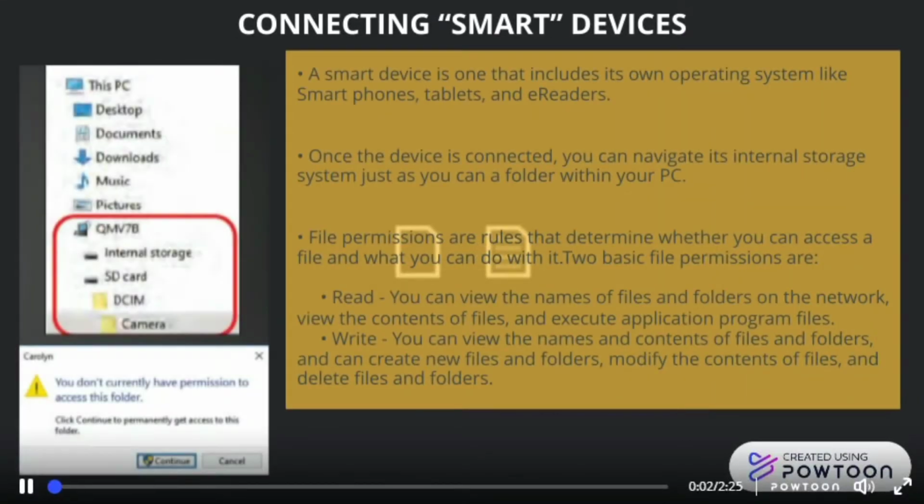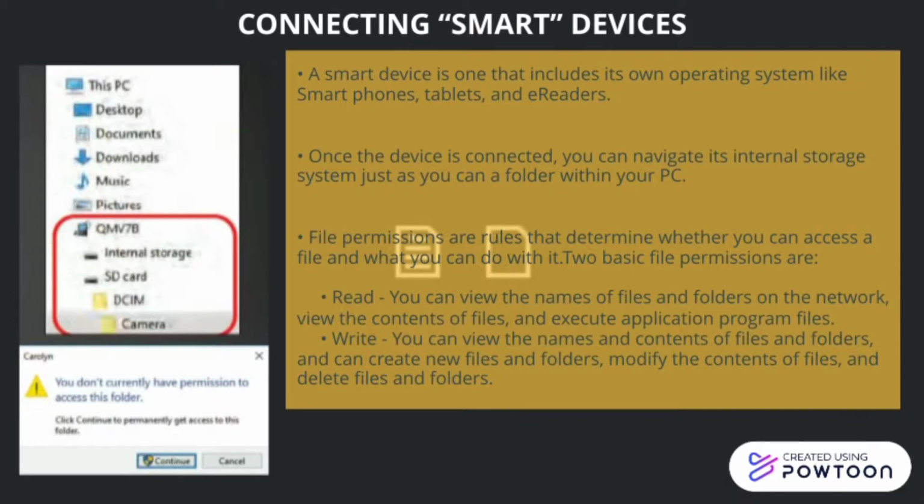Connecting smart devices. A smart device is one that includes its own operating system, like smartphones, tablets, and e-readers. Once the device is connected, you can navigate its internal storage system just as you can a folder within your PC. File permissions are rules that determine whether you can access a file and what you can do with it. Two basic file permissions are: Read, you can view the names of files and folders on the network, view the contents of files, and execute application program files. Write, you can view the names and contents of files and folders, and can create new files and folders, modify the contents of files, and delete files and folders.